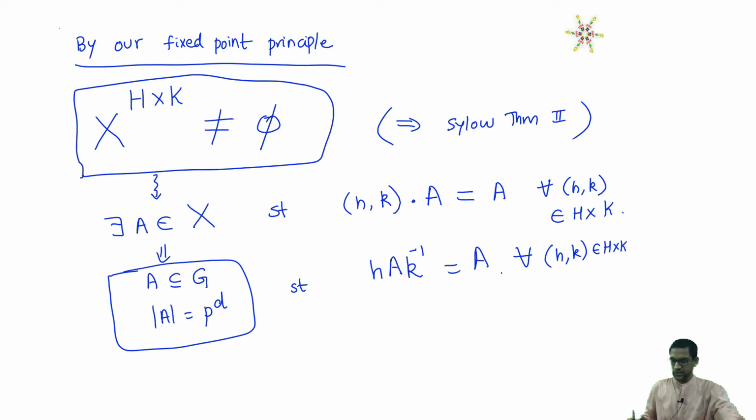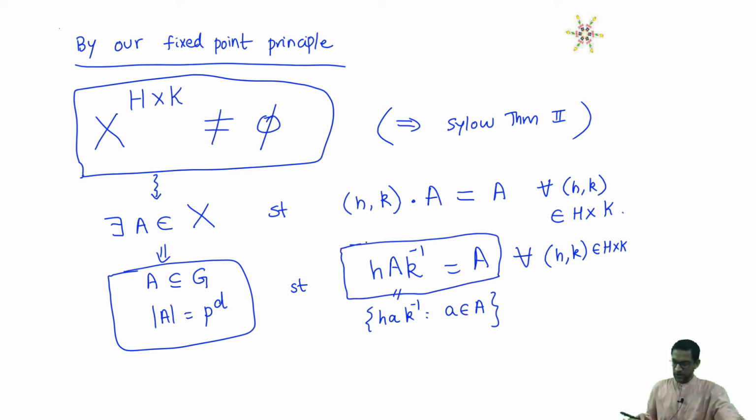Okay, so this is what's meant. If you recall, H A K inverse just means I take all elements of the form h a k inverse, where a runs over capital A. Okay, so that is equal to capital A. So now let's look at this statement here.